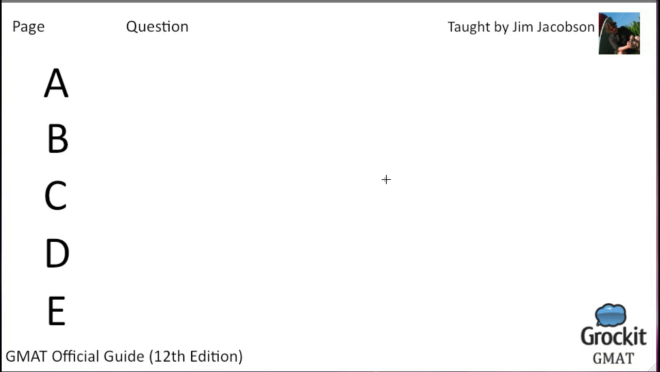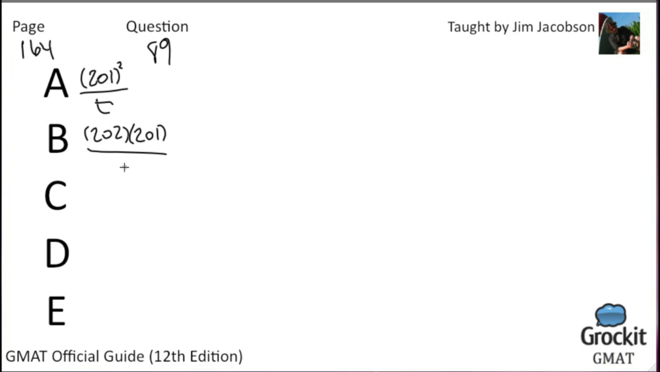We are moving on, still page 164, to question number 89. The new and improved template has our letter answer choices already filled in. We have 201 squared over t, 202 times 201 over t, 201 over t, 202 over t, and then 202 times 201 over t squared. Those are our answer choices.